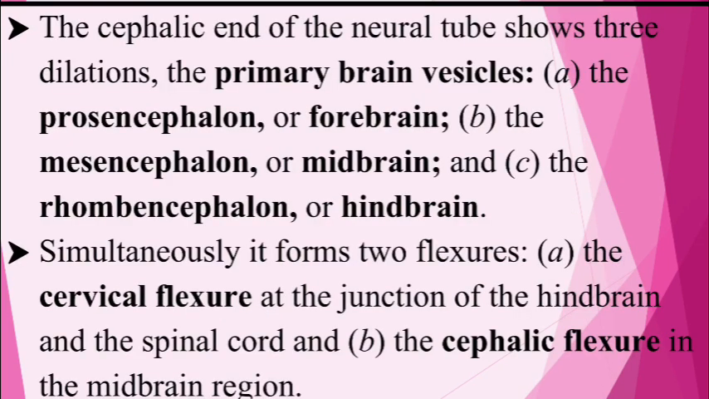Don't forget also that the cephalic end of the neural tube shows 3 dilatations. You must not forget that. These 3 dilatations are the primary brain vesicles, namely: one, the prosencephalon or the forebrain; the second one, the mesencephalon or the midbrain; and of course the third one, the last but not the least, the rhombencephalon or the hindbrain.